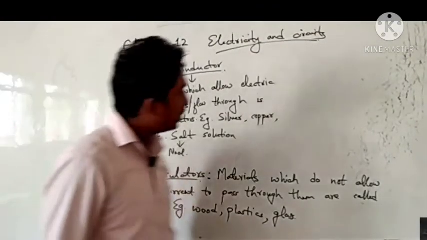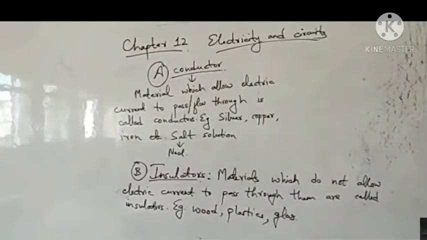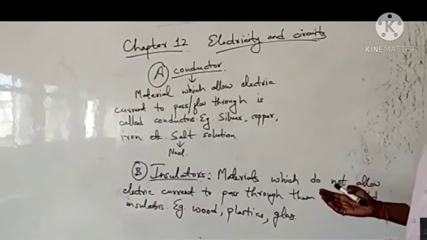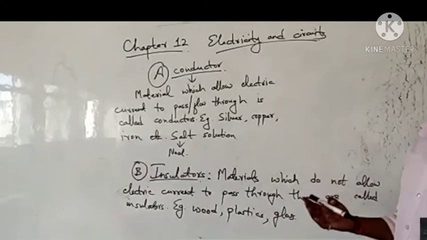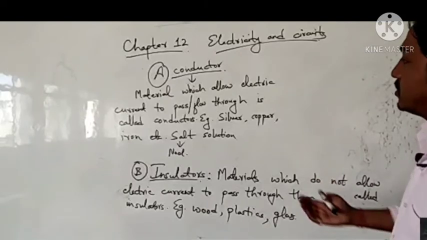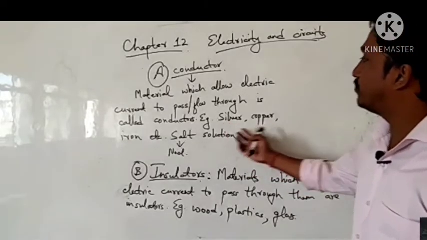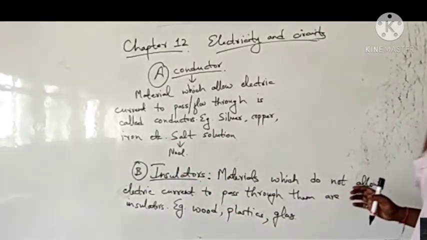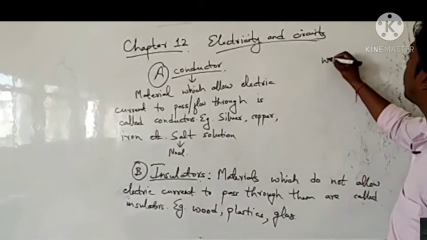Okay, first of all, let's talk about the use of conductors. Conductors, as we all know, allow electricity to pass through them. That means materials like silver, copper, iron, etc. So let's have a simple experiment with a wire.